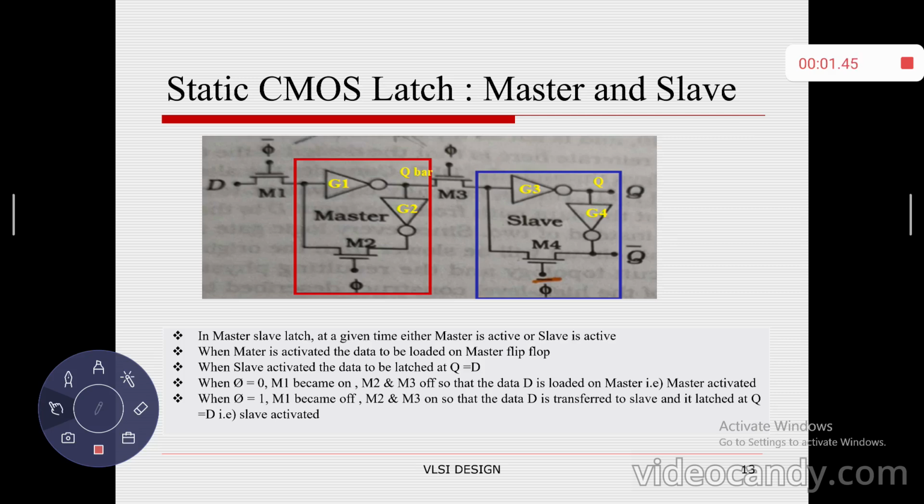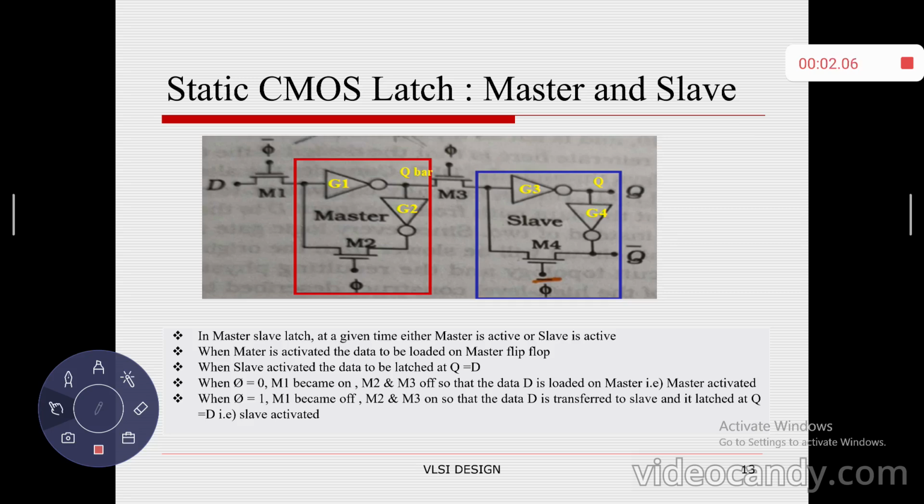So what will be the output at gate G1 if I take D equal to 0? Since pass transistor M1 is on, it is connected through transistor M1, and D is connected to the input of gate G1, which is inverting. So the output at gate G1 will be D bar.